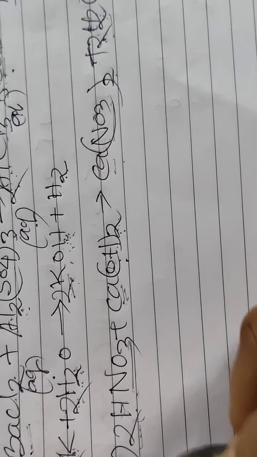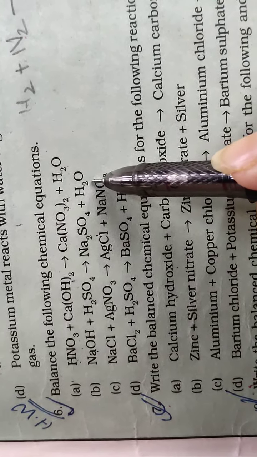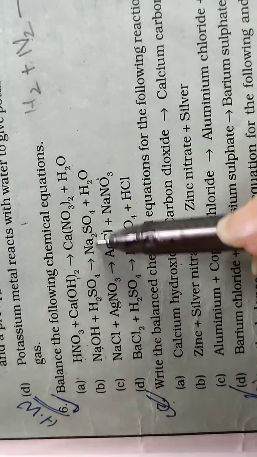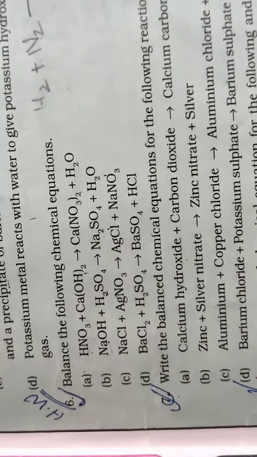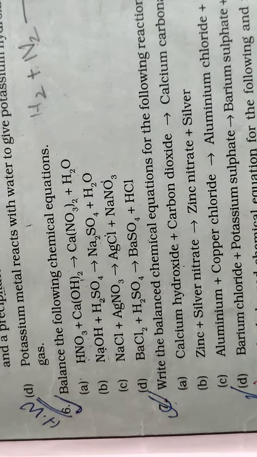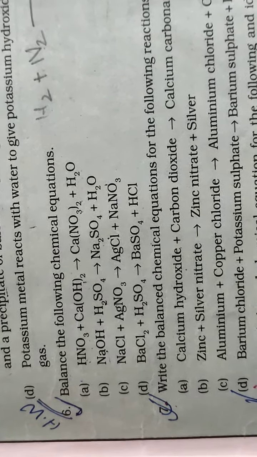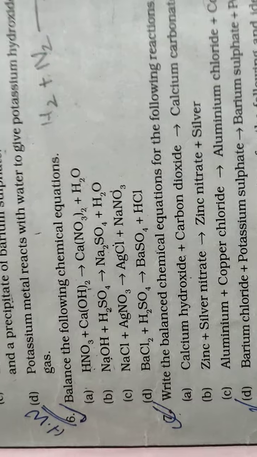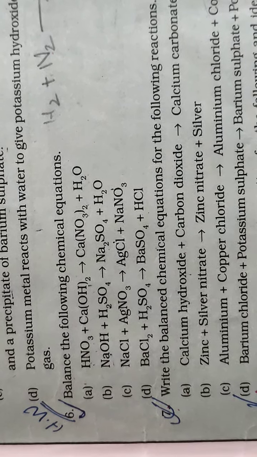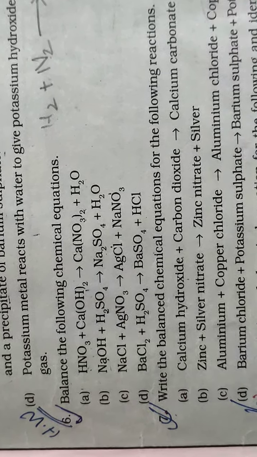Okay, next B. Let's see. Sodium hydroxide reacts with sulfuric acid to form sodium sulfate and water. Okay, so here the number of sodium is 1, here 2. Right, that is why you should balance it by putting a digit 2 here. So sodium hydroxide NaOH reacts with sulfuric acid H2SO4 to form sodium sulfate Na2SO4 plus water.